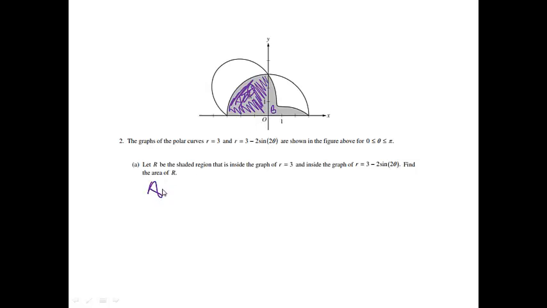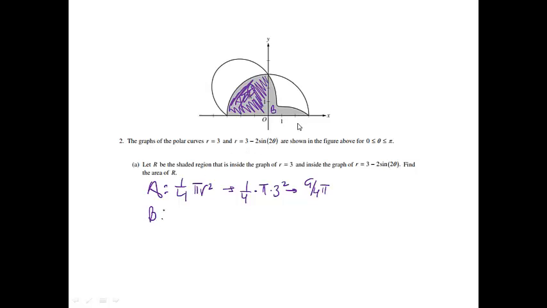To get the area of A, this is just a quarter of a circle, so I'm going to use 1/4 pi r squared. The radius of that circle is 3, so it's 1/4 times pi times 3 squared, and that will give me 9/4 pi. So that's the area of that one.